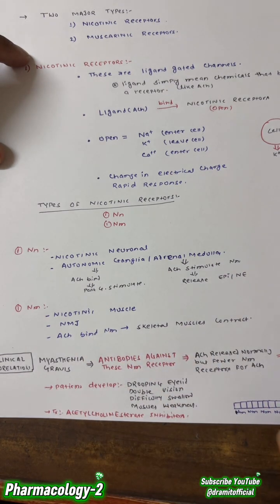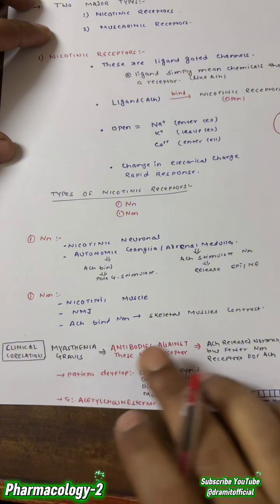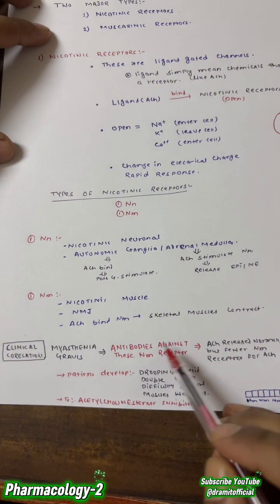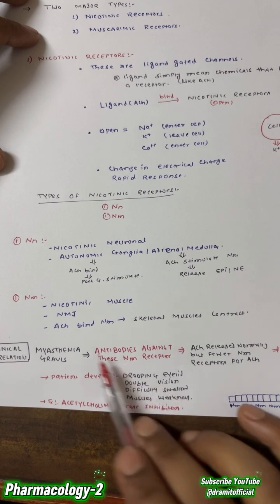There is one important clinical correlation of NM receptors. We all know about the disease called myasthenia gravis. In myasthenia gravis, our body makes antibodies against these NM receptors.